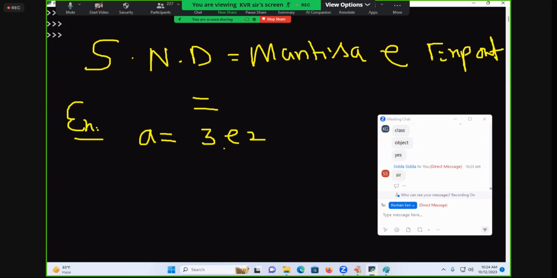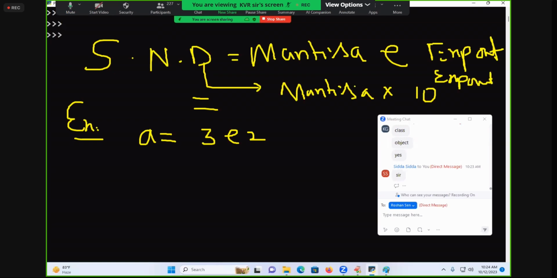When I say 3E2, what is the conversion to the normal floating point value? Mantissa into 10 to the power of exponent. The E is always considered as 10. There is a theorem for this too, but that theorem is not necessary for you. This is why I want to give you strong knowledge, even in mathematics wherever required.